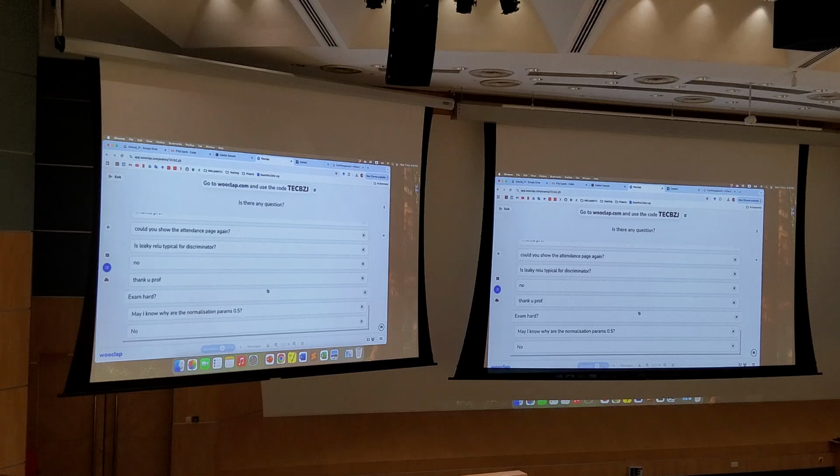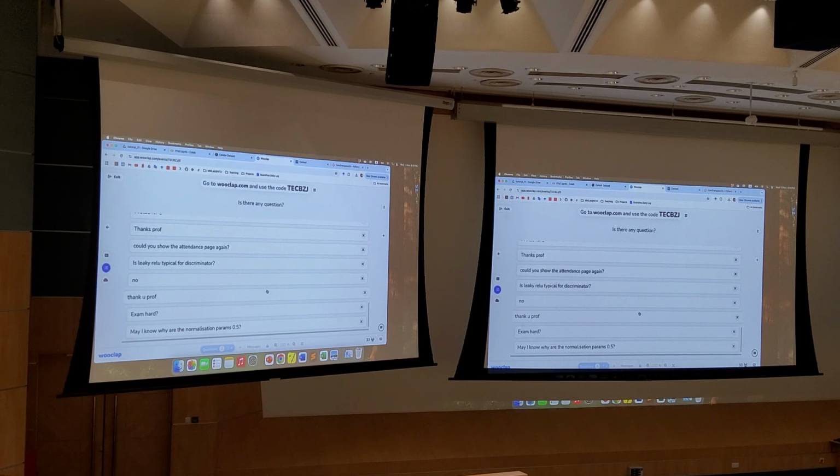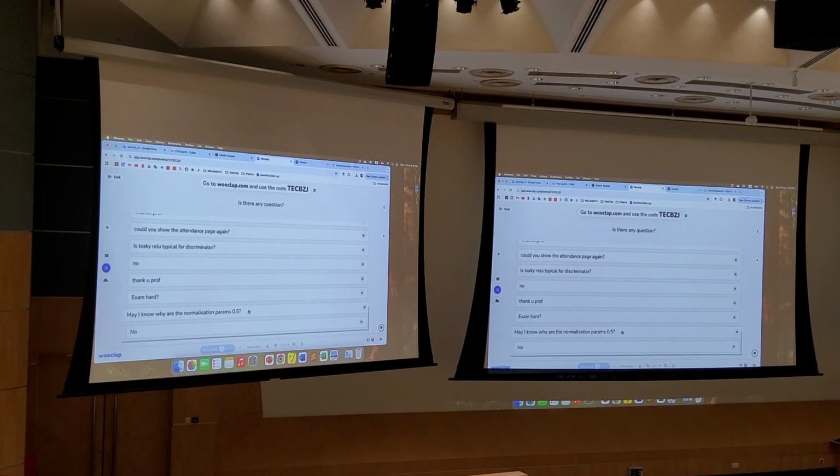Why are the normalization parameters 0.5? That is to make the images fall into the range of -1 and 1. It depends on how the data set was prepared in torchvision. So you can use these parameters to make it within the range that you want.